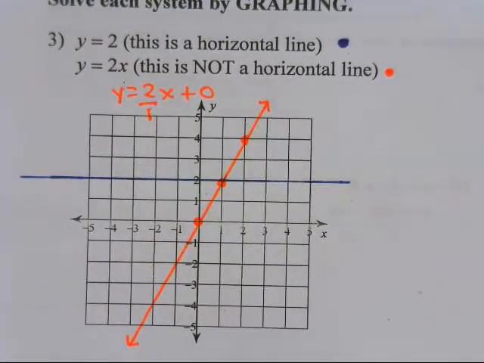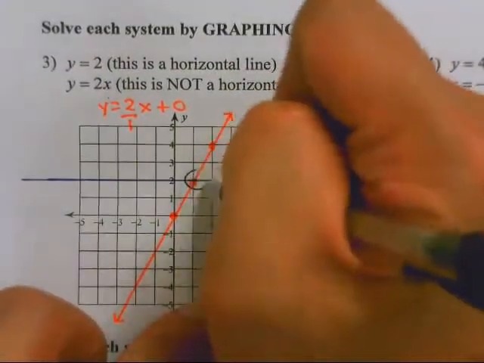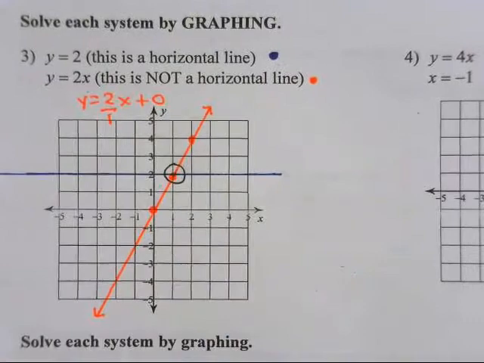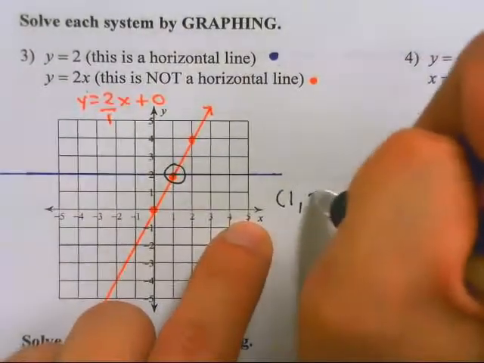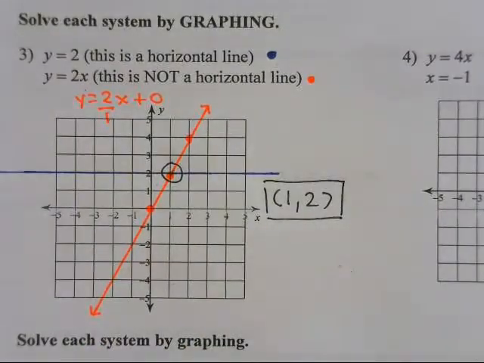Any questions on number 3? Oh, I'm not even done. I thought we were done. Anyway, circle your point of intersection, if there is one, and then we'll write the actual coordinate point in x comma y, 1, 2. Now, are there any questions? If there are no questions, you guys will do number 4 during classwork time.